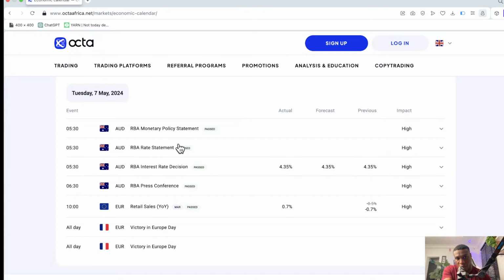So today, one of the first high impact events we had was the monetary policy statements from the RBA. If you don't know what the RBA is, it's the Reserve Bank of Australia. I'm just going to give you guys a brief introduction to the bank and also what these economic events mean. The Reserve Bank of Australia is Australia's central bank that is responsible for setting monetary policy, and the goal for this is to achieve full employment, stable prices, and generally for the economic growth of the country.